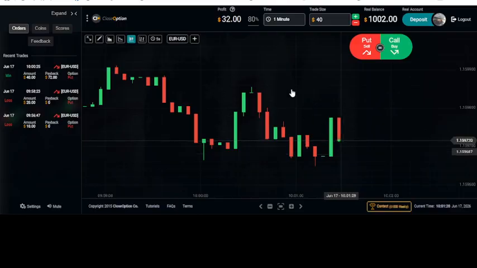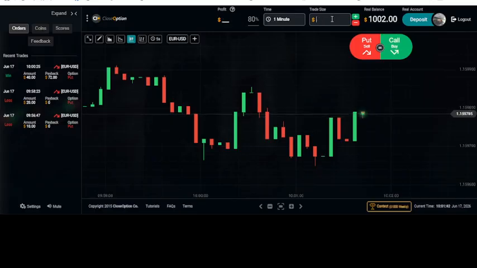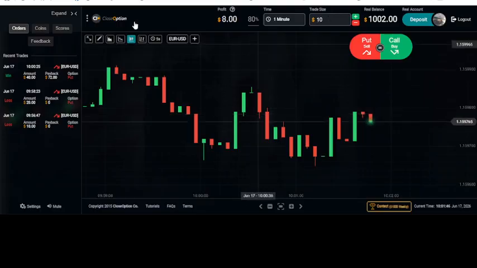Okay, so that trade was in the money. So I'm back with a couple of dollars extra from where I started. Since we recovered the loss of those two previous trades, I'm going to go back and set my trade size to $10 again.